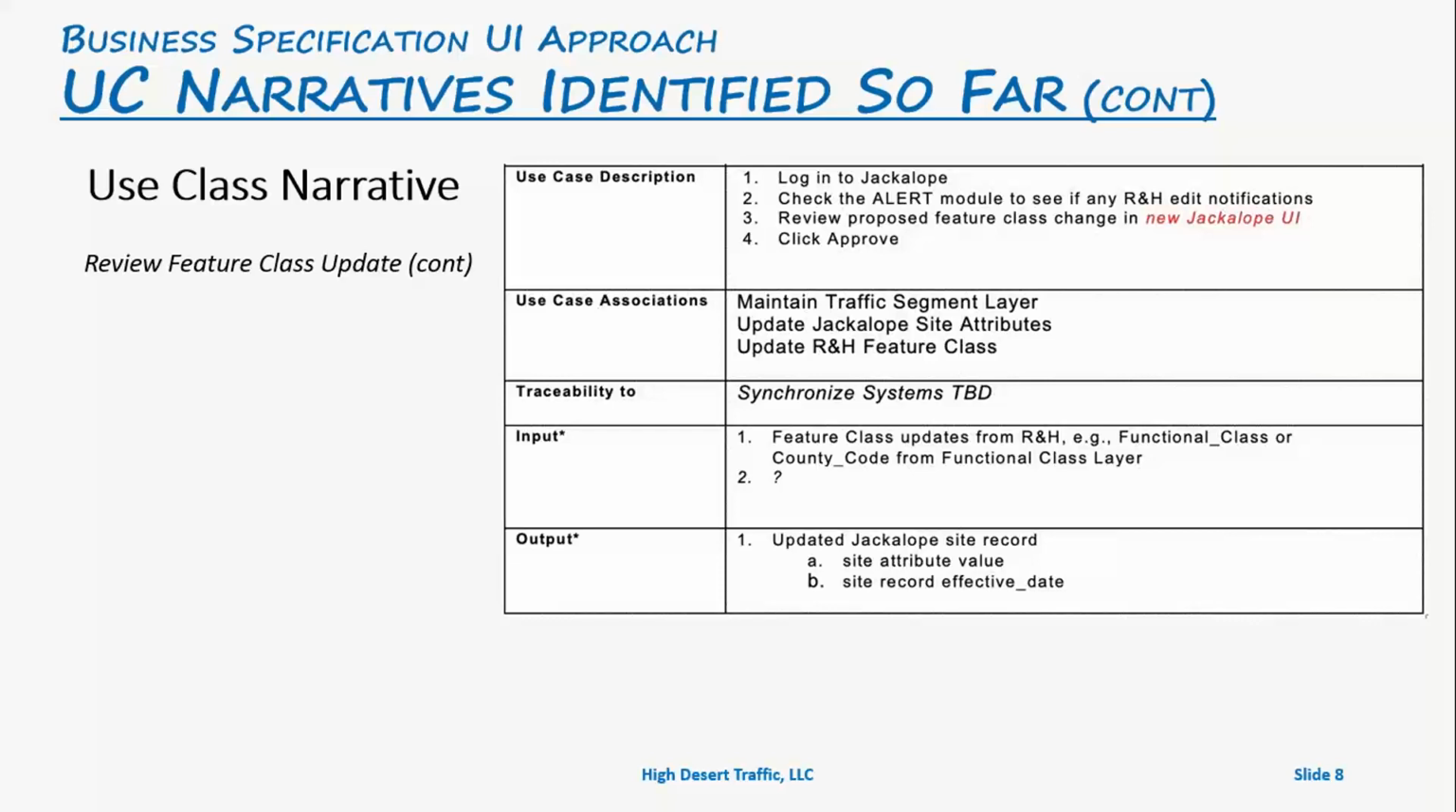So use case associations: maintain traffic segment layer, update Jackalope site attributes, update roads and highways feature class, traceability too, and that's like synchronizing the systems and other documentation or materials. And then the input data sources and output data sources. So this would be the feature class updates from roads and highways. Not sure if there'd be another one. And then the output would be updated Jackalope site records. That's the site attribute values and site record effective date.